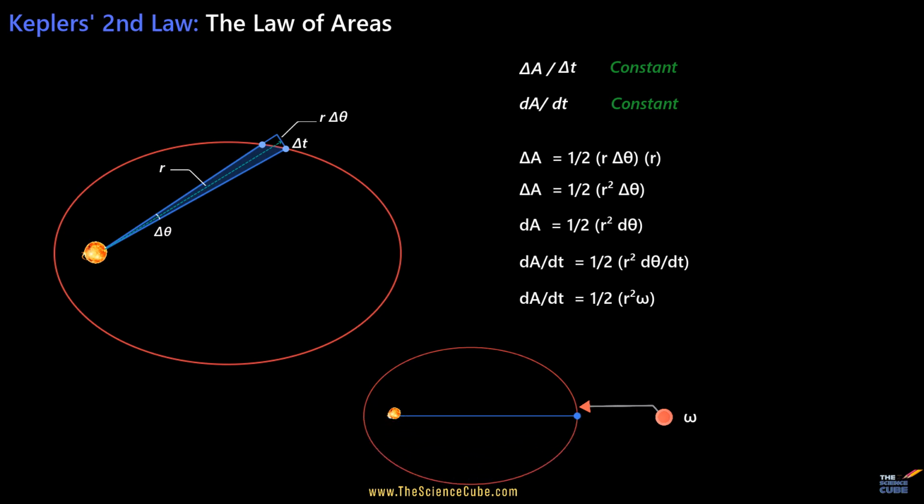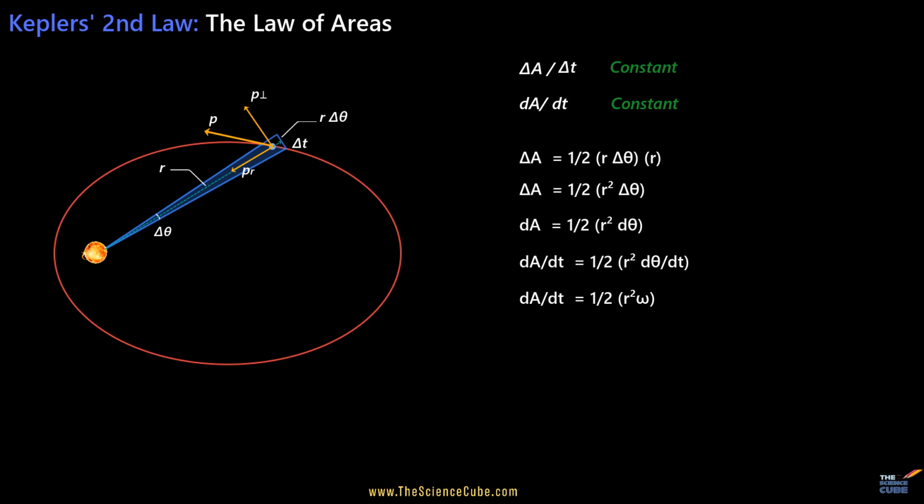Now, let us consider the linear momentum p of the planet at this point, and also its two components, radial and perpendicular. And we know that L, or the angular momentum, can be written as a product of r and the perpendicular component of momentum. That equals r times m v perpendicular. Then we can write v perpendicular as ω r. So this equals m r squared ω, or r squared ω equals L/m.